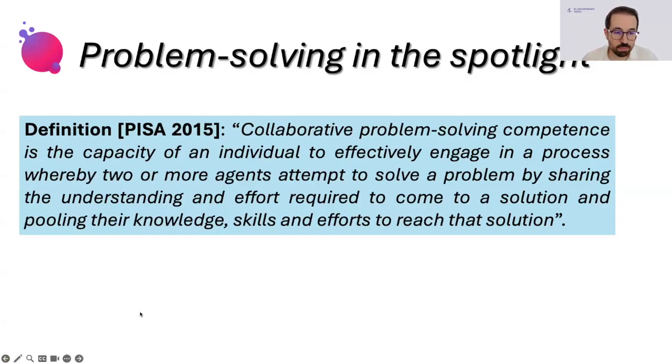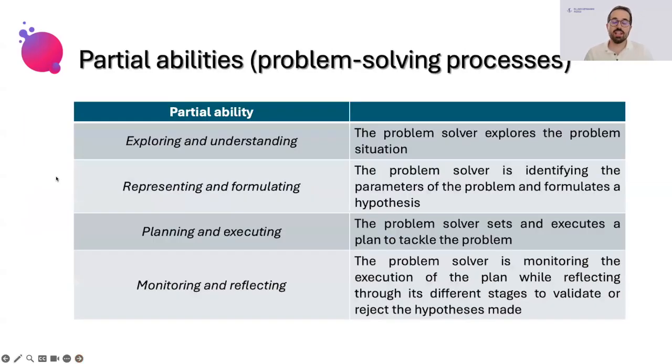Now, how is PISA trying to assess this problem-solving competence? PISA has identified 4 partial abilities. They say that in order to reach the solution of a problem, first you need to explore and understand. So here is where the problem solver is exploring the situation. Then you need to represent and formulate. At this phase, the problem solver tries to identify the parameters of the problem and formulate a hypothesis.